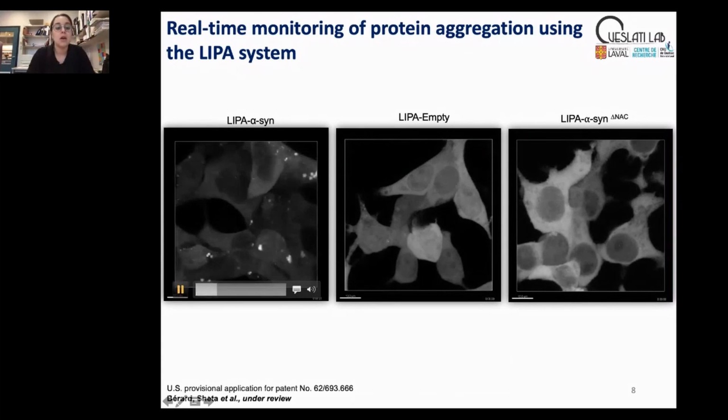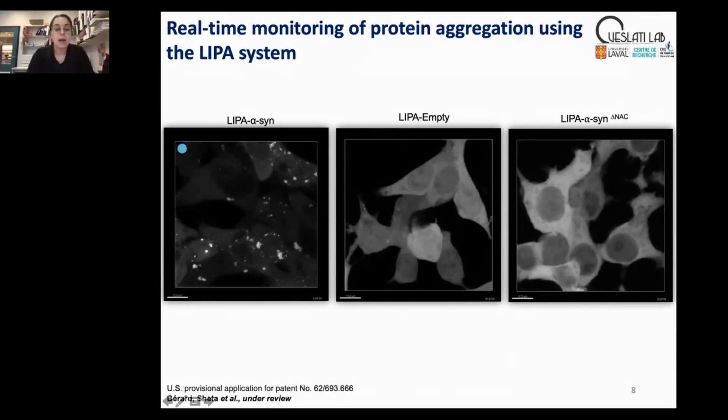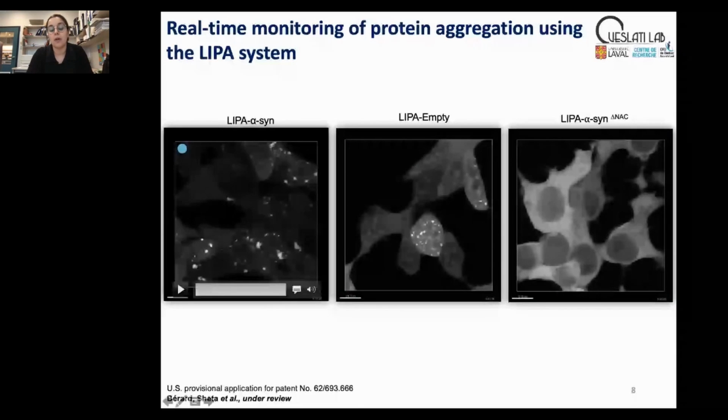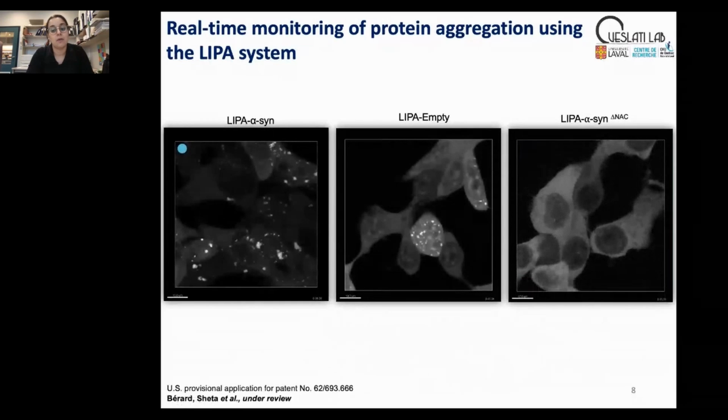As you can see here, when exposed to light, we see a robust, fast formation of aggregates, which are characterized by inclusions formed in the cytoplasmic area. And here with the LIPA-MT, we see formation of these inclusions, but I hope you have noticed the difference in the speed and volume of the aggregates observed in the LIPA-syn construct versus the LIPA-MT. And notably, in the LIPA-syn delta NAC, as you can see here, upon light exposure, we don't see any formation of these aggregates, suggesting that the construct is inhibiting the proper aggregation of the Cry2 system.